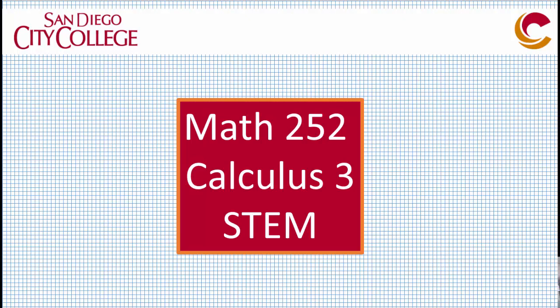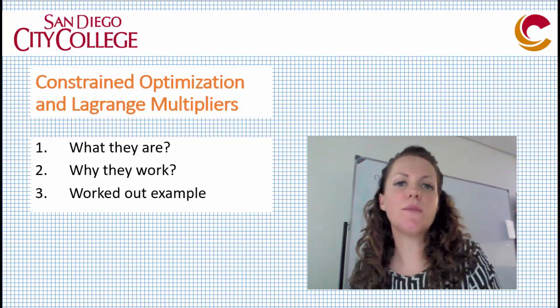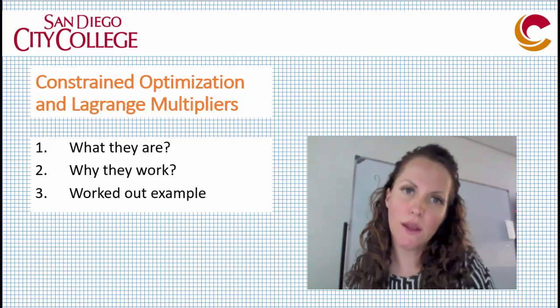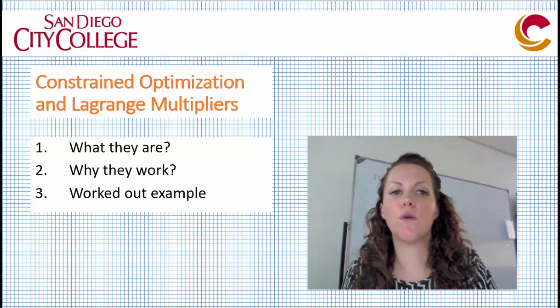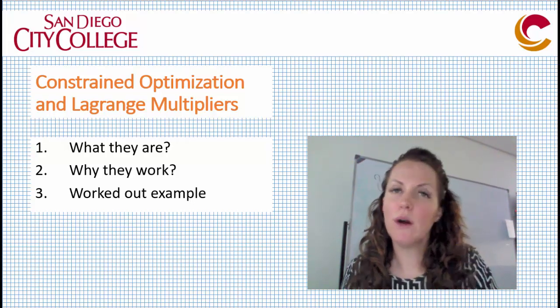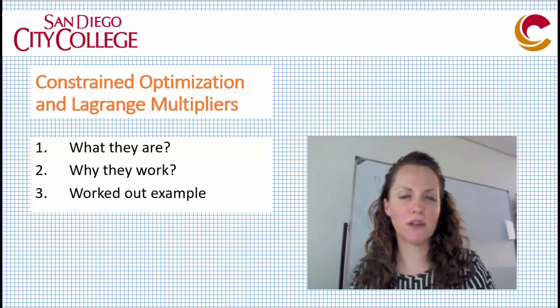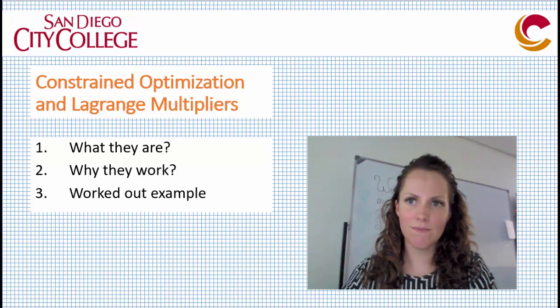This is Lisa Brashear for the job interview at San Diego City College. This is for students of Math 252, which is Calculus 3. We're going to discuss constraint optimization and Lagrange multipliers. We'll talk about what they are, why they work, and I'll show you a worked out example as well.